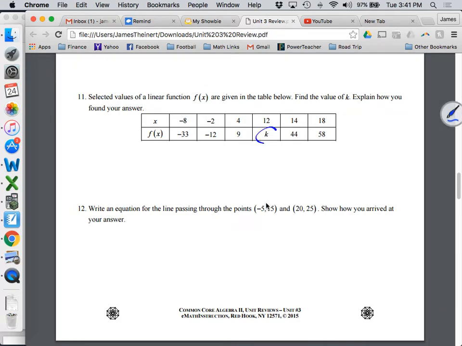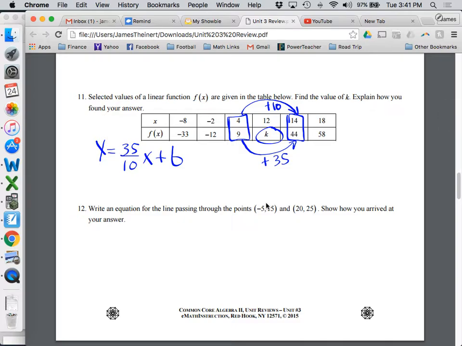To find this value for k, I think it's simplest just to write the equation of the line. So I'm going to pick two easy points to work with, (4, 9) and (14, 44). I'm going up 10 in the x direction, and I'm going up 35 in the y direction. So my slope for this line is y equals 35 over 10 x plus something. If I want to make that a little bit nicer, I can simplify 35 over 10 into y equals 7 over 2 x plus b.